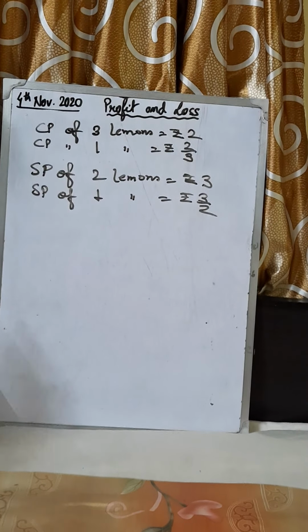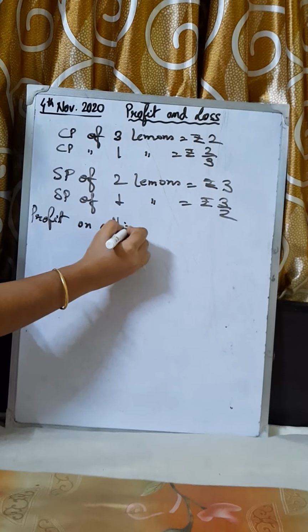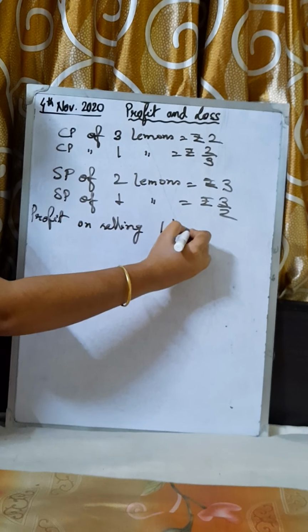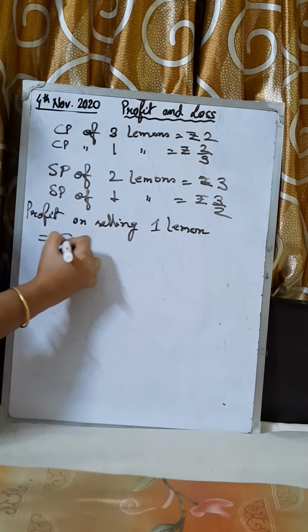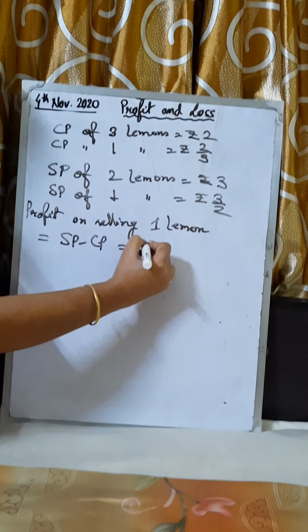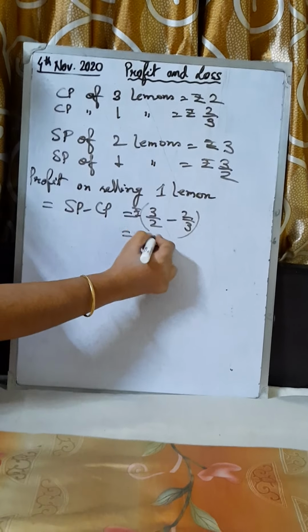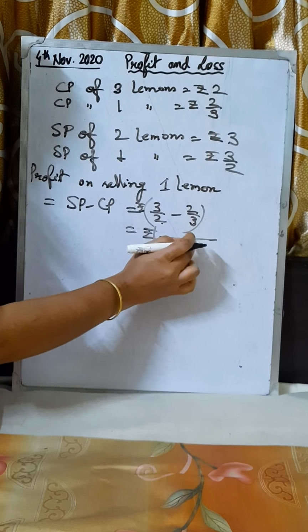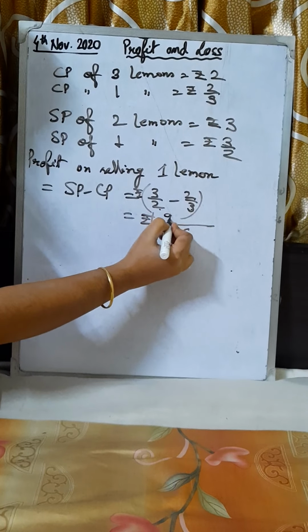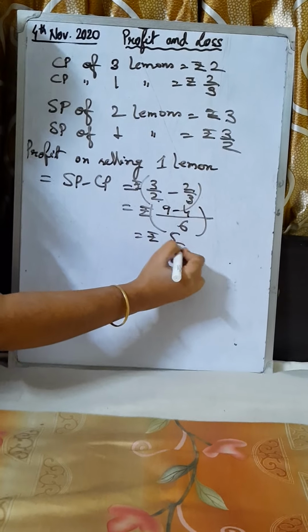Now you know which one is bigger. Selling price is bigger. Now, profit on selling one lemon equals selling price minus cost price. That means selling price is 3/2, cost price is 2/3. So calculate it, you get 5/6. You know how to calculate 3/2 minus 2/3. LCM is 6. So 3 3s are 9 minus 2 2s are 4, so rupees 5/6.